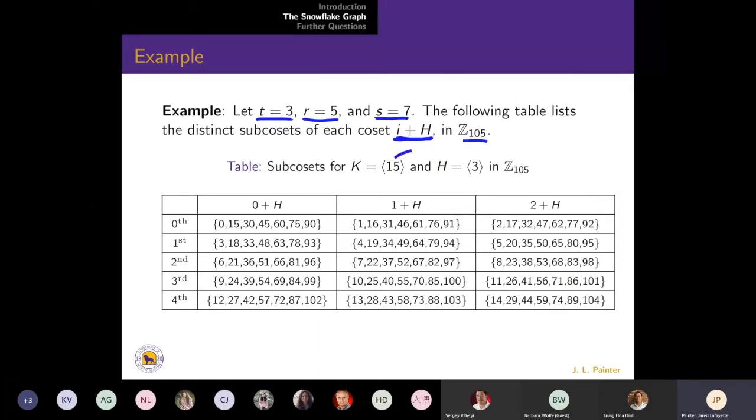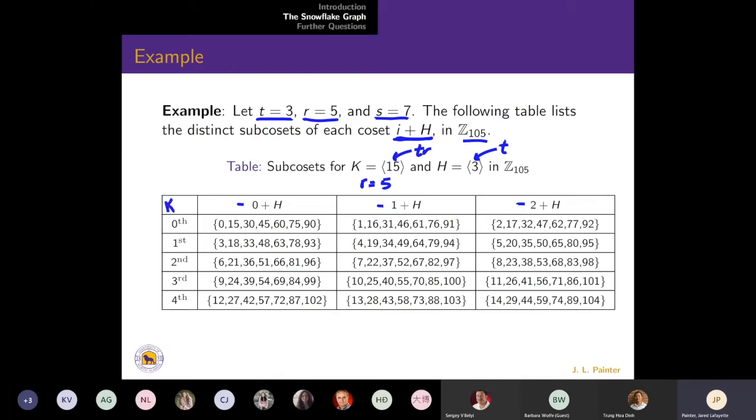So our K, remember, is going to be T times R times T. And then this H is generated by T. So that's going to give us 3 cosets for H: 0 plus H, 1 plus H, and 2 plus H. And since my R is 5, I have 5 subcosets within each coset. So I just labeled those.